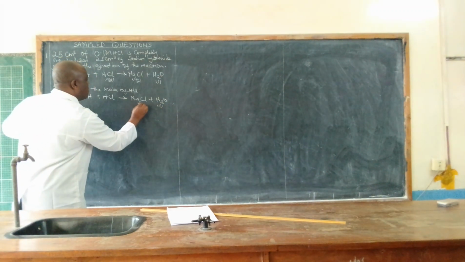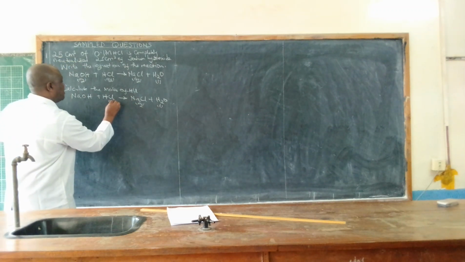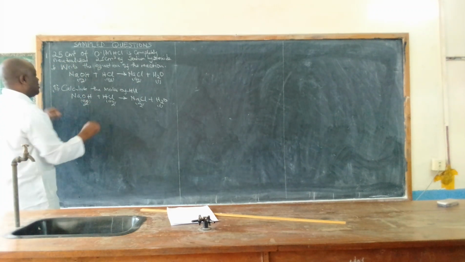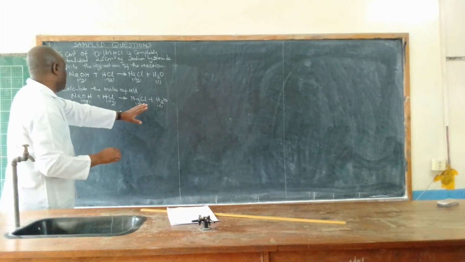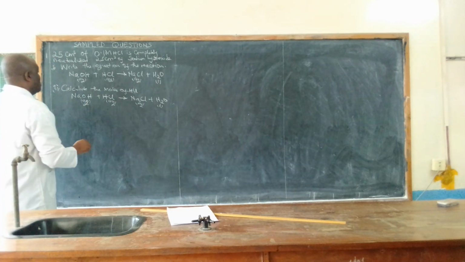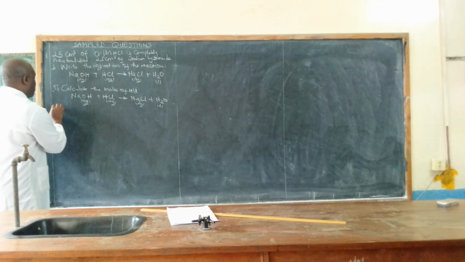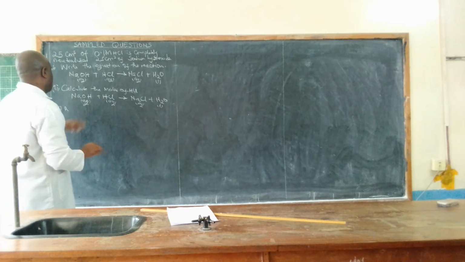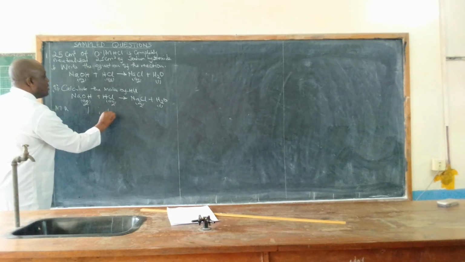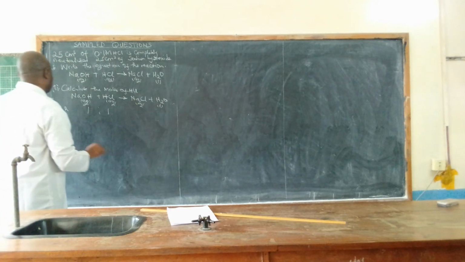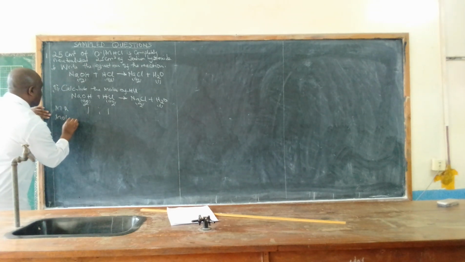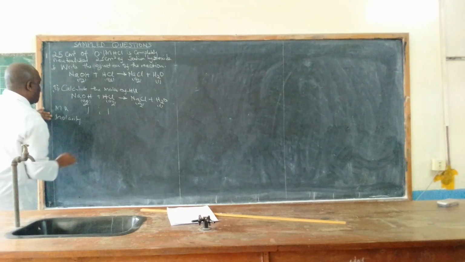You always remember to write the states in which the compound is in after the reaction and before the reaction. So in this case, we are going to ask ourselves, what is the mole ratio between the reactants? It is 1:1. Now, we are also going to write the molarity and the volume.